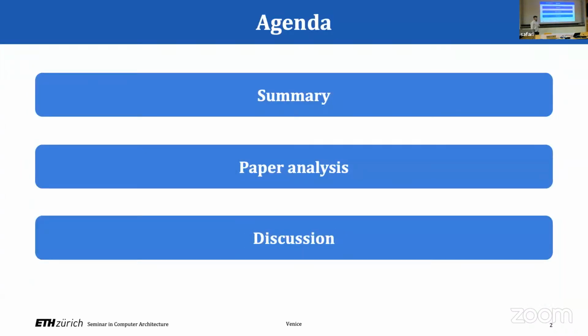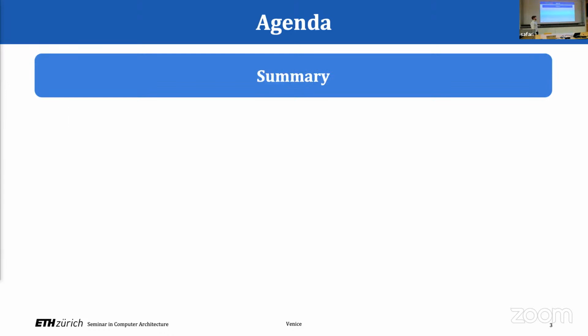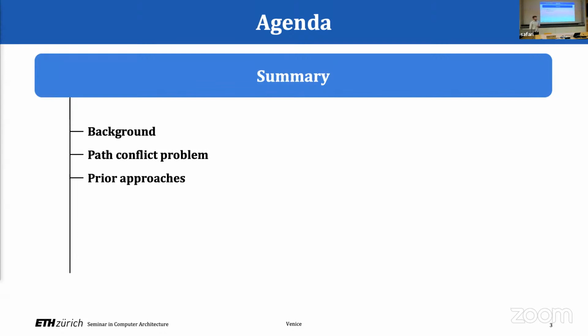First, I would like to provide the outline. I will start with the summary part, then head on to the paper analysis, and at the end we have a small discussion. The summary is further subdivided into background, where I will tell you how a normal SSD is built. I will then head on to the path conflict problem, which is the motivation of the paper. I will then provide some prior approaches, the mechanism itself, Venice, then the methodology and the results, and at the end, the conclusion.